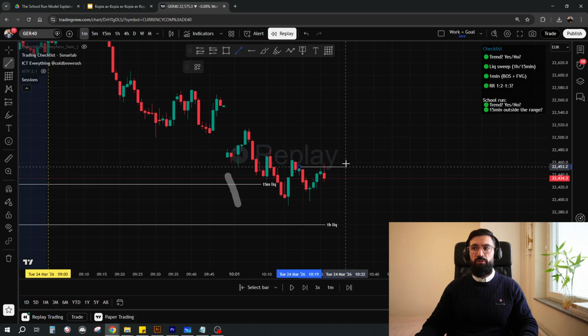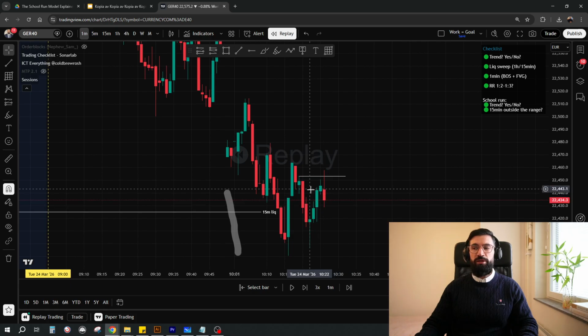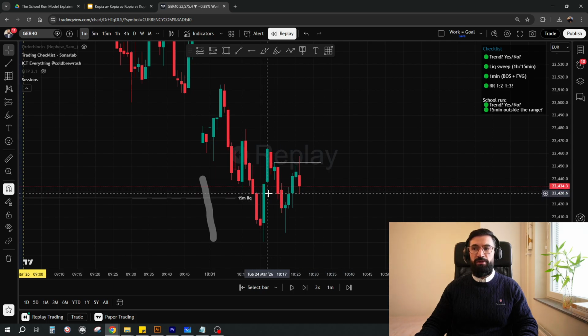There's a high right here. There's a fair value gap right here that's been respected again. This got respected, but it closed underneath, so it's invalid. This fair value gap got respected, and I have all the checks checked except the break of structure. So I'm waiting for it to do a break of structure before I enter.